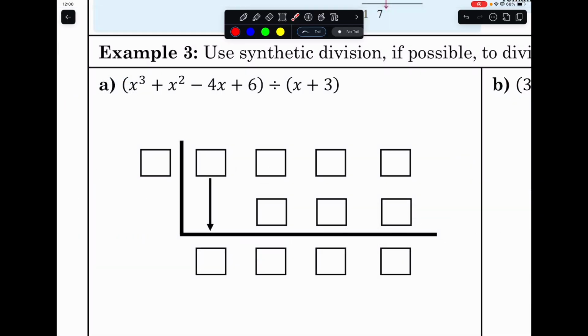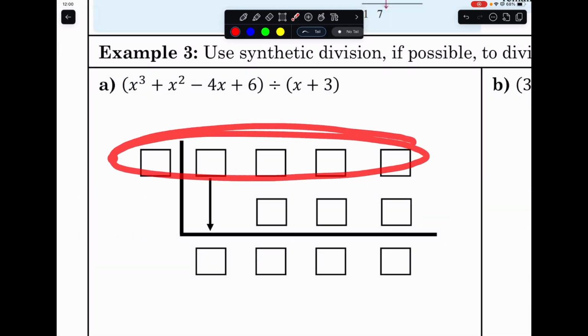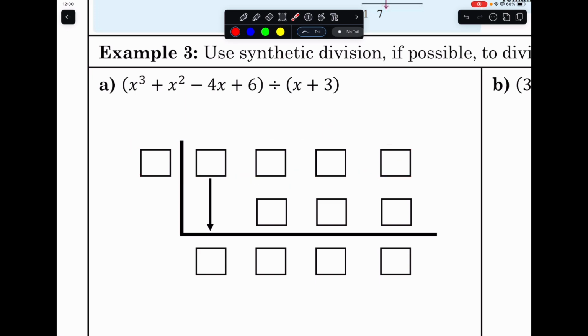Okay, so we begin by first filling in these top values right there. The values that are going to go inside the division box are simply going to be the coefficients of our dividend. So here's our dividend, and our coefficients are 1 x to the third power, 1x to the second, negative 4 x to the first, and our constant is 6. Now, on the outside, which is going to be the divisor, we're only going to focus on the constant because this is in the format of 1x minus negative 3. We're going to focus on this constant and get the opposite of this value, which is negative 3.